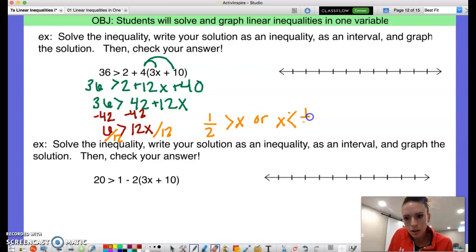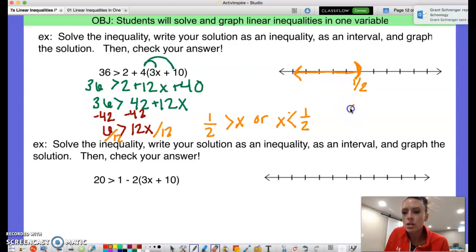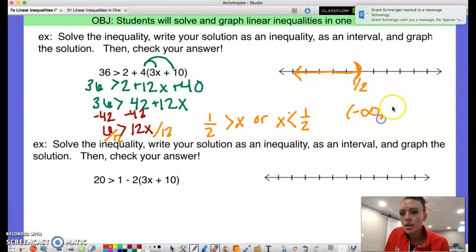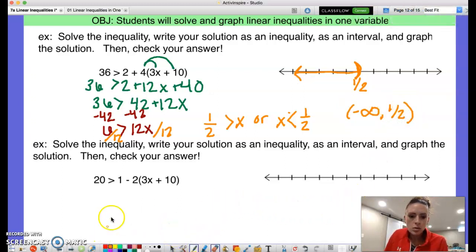So to graph this, we will put 1/2 somewhere. And then we know that x needs to be less than 1/2, and it's not equal to, so we'll do a parenthesis on 1/2, and then we'll go that way. Interval notation would be -infinity to 1/2 with a parenthesis. Okay, so let's go ahead and pause and try this second one on your own, and then I'll reveal the answers in just a second.